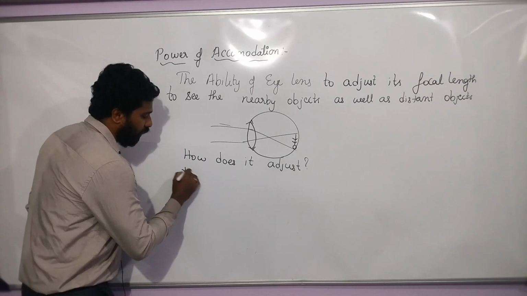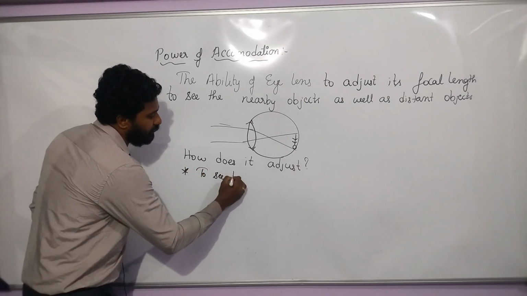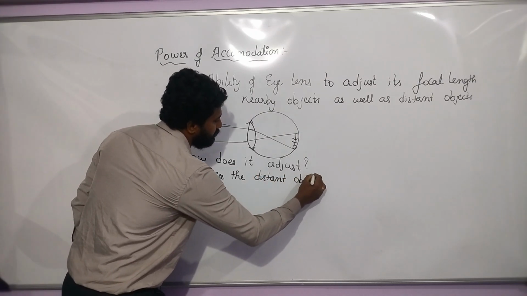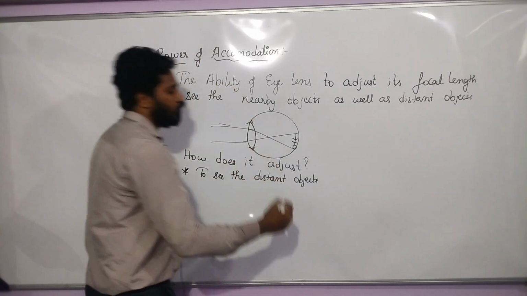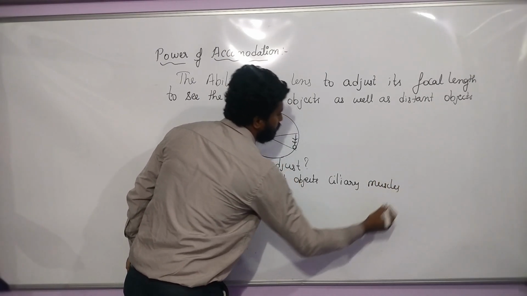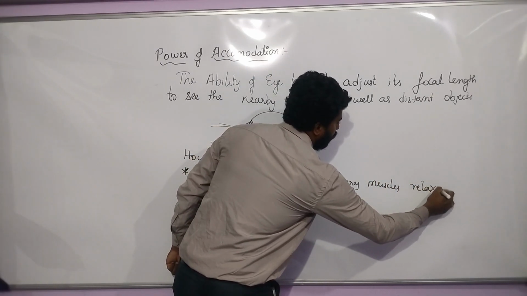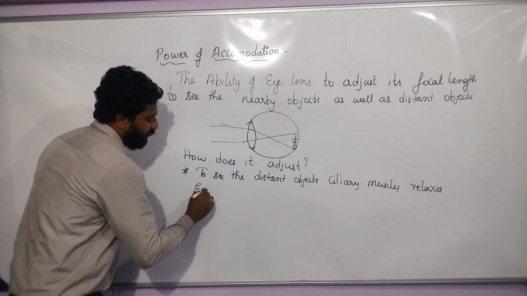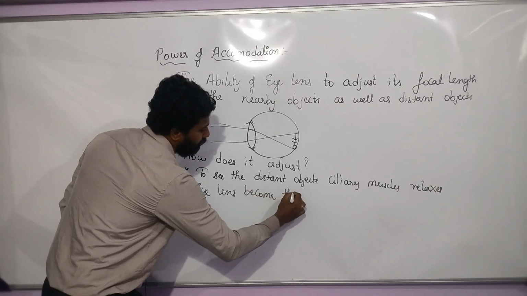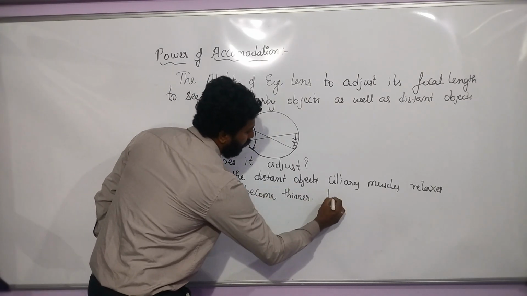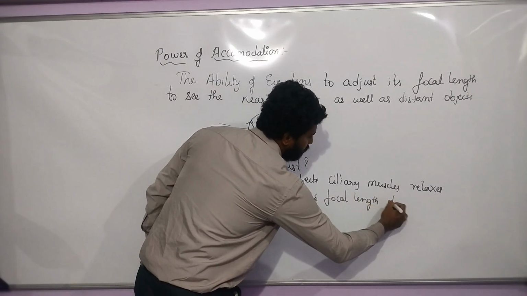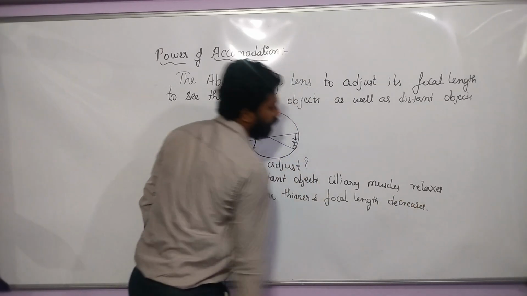So how does it adjust? To see the distant objects, ciliary muscles relax, the eye lens becomes thinner, and focal length increases. This is very important.